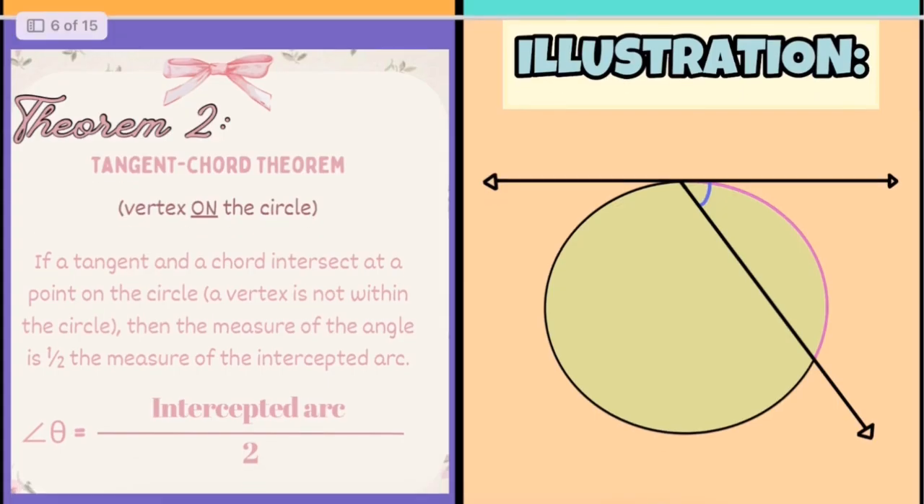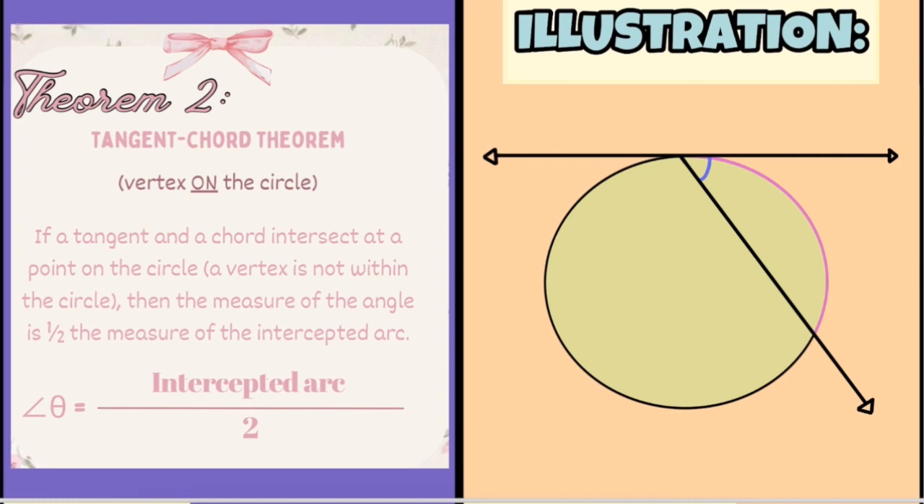Next is theorem number 2. This is now the tangent-chord theorem. Earlier, it was chord-chord. Now we have tangent-chord. So basically what happens here is that a tangent and a chord intersect. Therefore, you will find the vertex on the circle. Earlier, the vertex was inside. This time, it's on the circle.